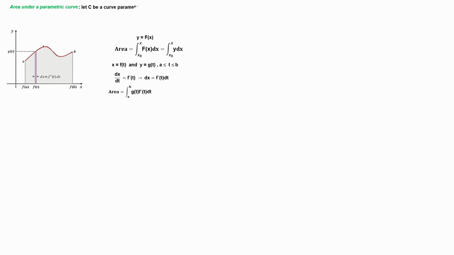Let C be a curve parametrized by the differentiable functions x equals f of t and y equals g of t on a to b. Let us also assume that C has no points below the x-axis and is traversed from left to right as t increases from a to b. The area under C is given by.